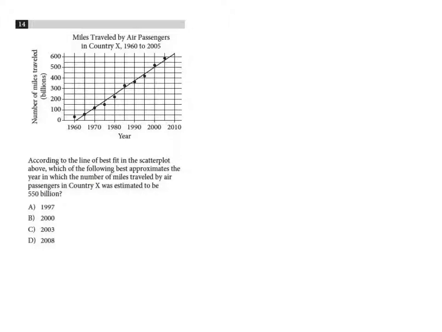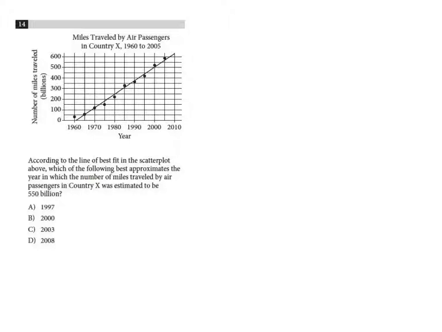Looks like we have miles traveled by air passengers in country X over the period 1960 to 2005. According to the line of best fit in the scatter plot above, which of the following best approximates the year in which the number of miles traveled by air passengers in country X was estimated to be 550 billion?